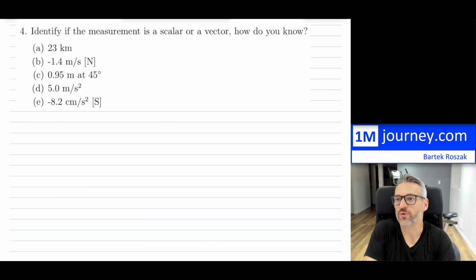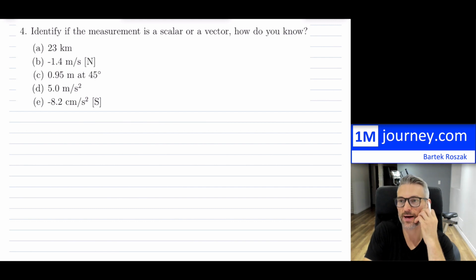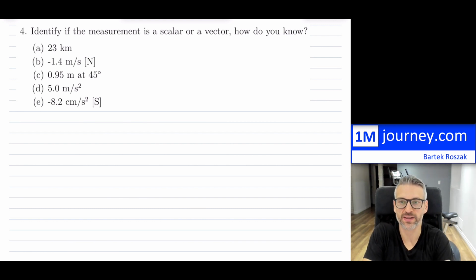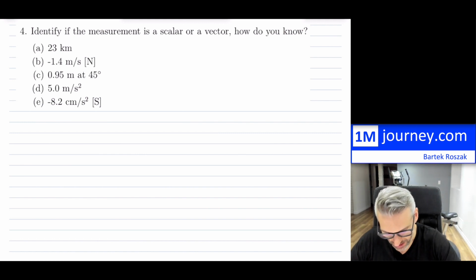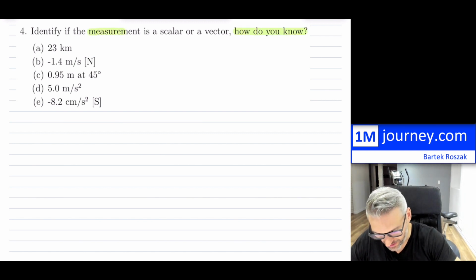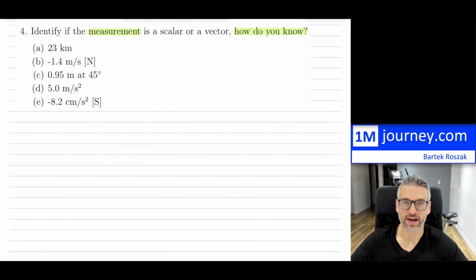Here's an interesting question. A question that says, identify if the measurement is a scalar or a vector, and then how do we know that? Well, I'll answer the second part first. How do we know that it's a vector? Whenever you're given a measurement, any measurement that you have, it will have some kind of numerical value, right? It's going to have a unit.